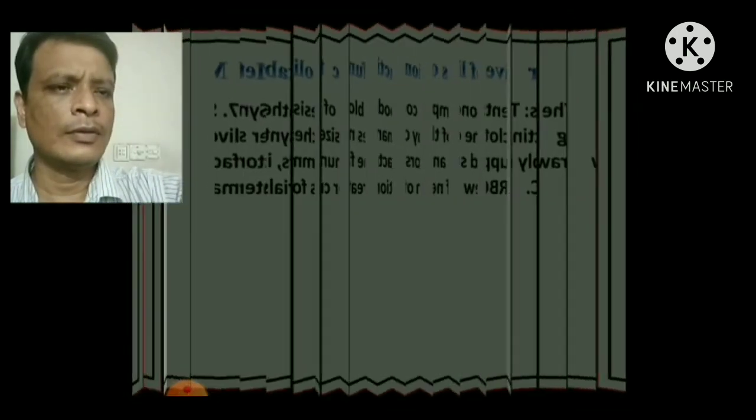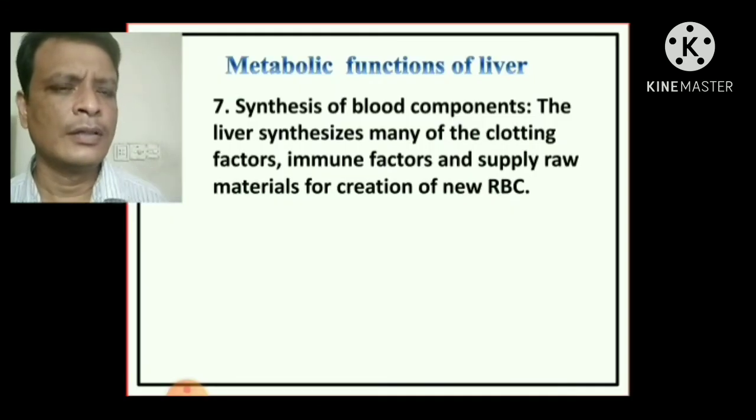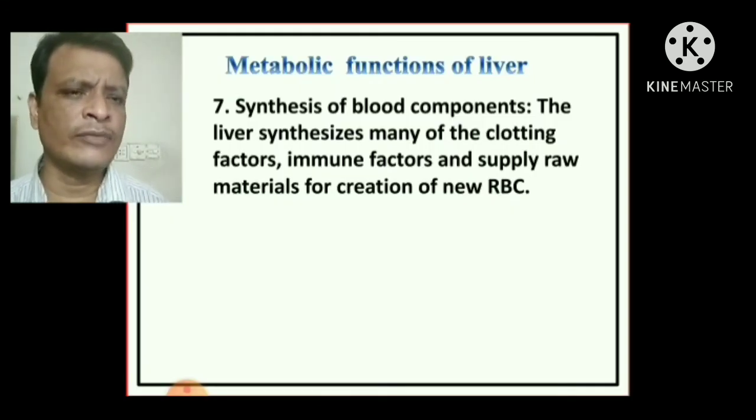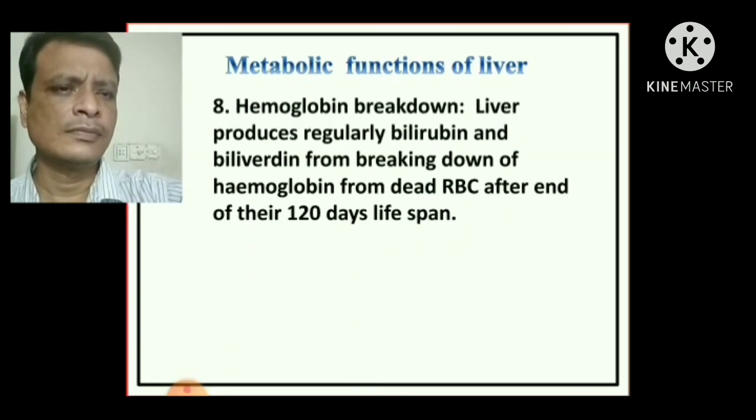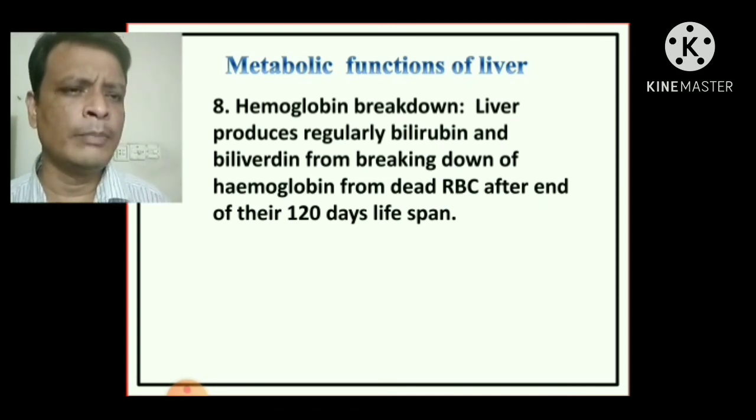Synthesis of blood components. The liver synthesizes many of the clotting factors, immune factors, and supplies raw materials for creation of new RBC. The hemoglobin breakdown. The liver produces bilirubin and biliverdin from breaking down the hemoglobin from dead RBC after the end of the 120 days lifespan.